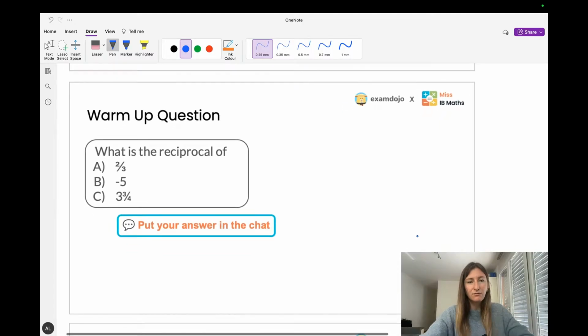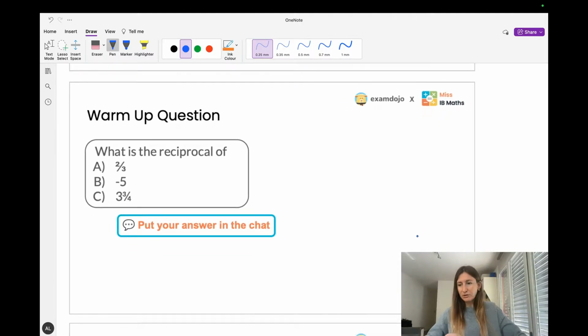And to start off with, a little warm-up question. We're doing reciprocal functions. So if you can answer in the chat, what is the reciprocal of these 3 numbers? 2/3, -5, and 3 3/4. Just to get your maths brains on if you weren't studying maths already. What is the reciprocal?